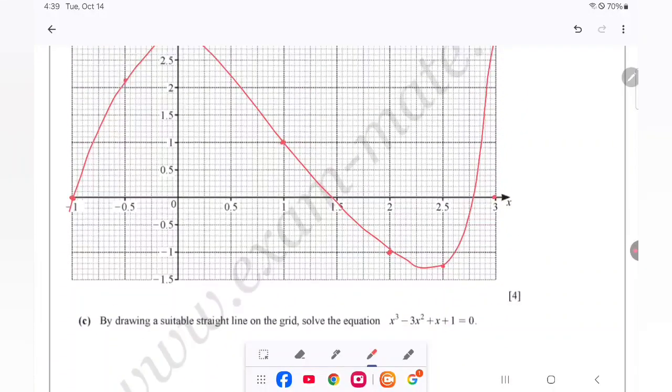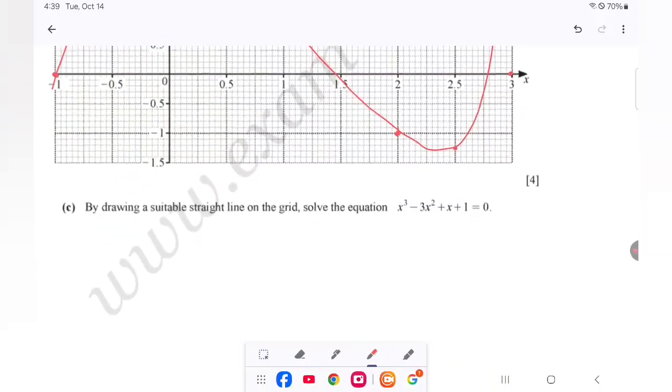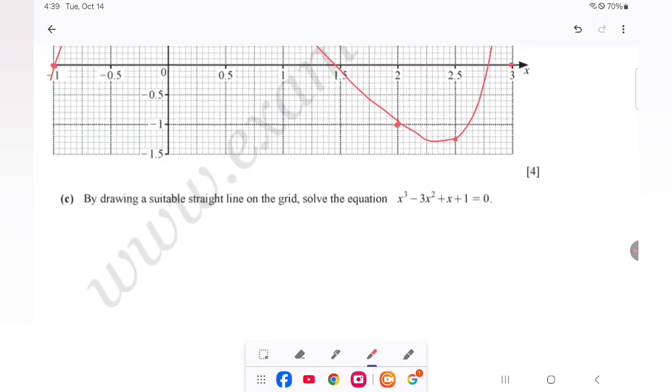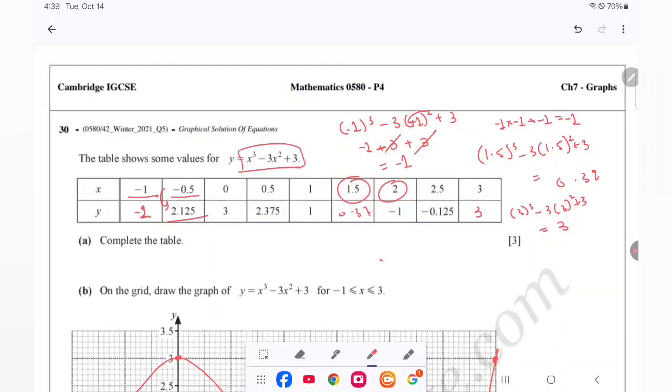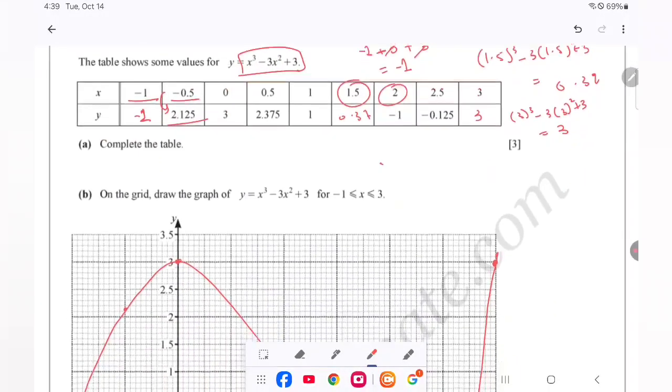Now in part C, by drawing a suitable straight line on the grid, solve the equation. We want to calculate the equation of line, which is y is equal to mx plus c. So if we solve this equation further, which is x cube minus 3x square plus x plus 1, we have to put y into it. Y is equal to, in the question, x cube minus 3x square plus 3.